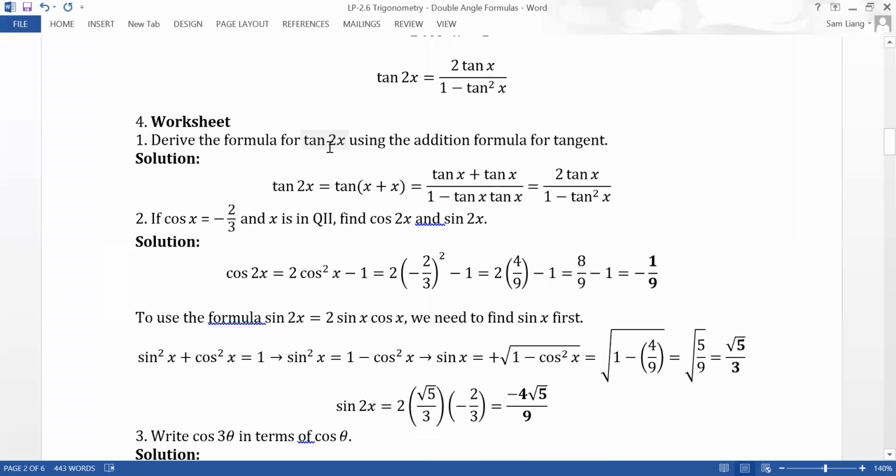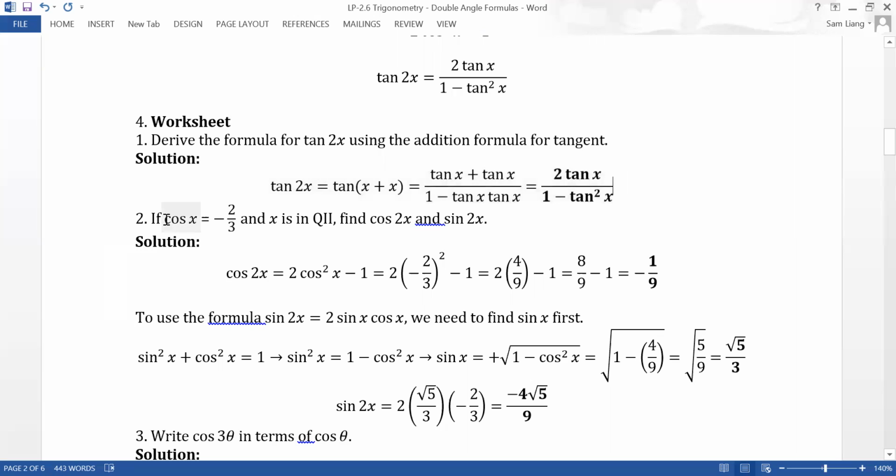So tan 2x, we can see that as tan of x plus x. And using the addition formula for tangent, that's tan plus tan over 1 minus the product. That's tan x plus tan x over 1 minus tan x times tan x. And that simplifies to 2 tan x over 1 minus tan squared x. Pretty simple, right? That's how we got it. 2 easy steps. That's your addition formula for tangent.